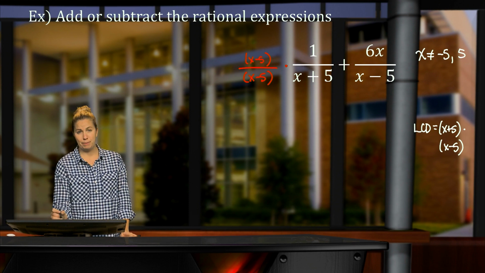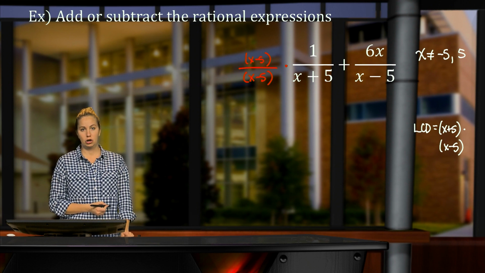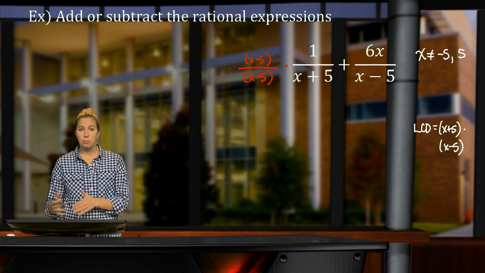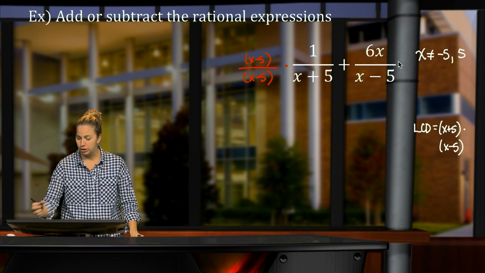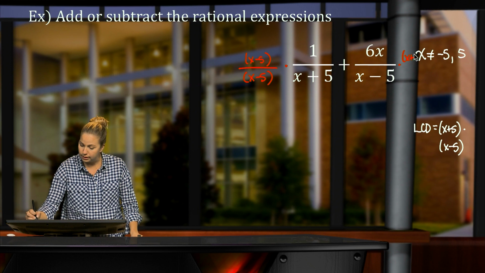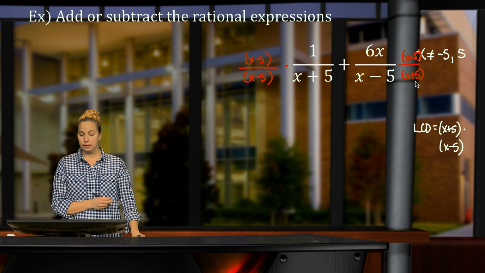Again, multiplying by this special one isn't going to change the value of that term, but it is going to change the way it looks. And the way it looks is important in being able to combine those two fractions. In our second fraction, we already have x minus 5, so we need x plus 5. And we will multiply by x plus 5 over x plus 5.